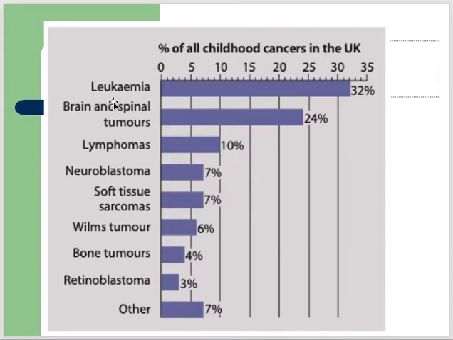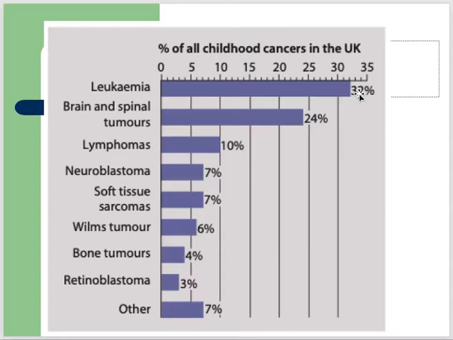If you can see in this one, it shows the percentage of all childhood cancers in the UK. What's the purpose of showing you this? It is to tell you the most common cancers in pediatrics. You can see over here, leukemias are the most common one, followed by brain and spinal tumors, and then lymphomas.